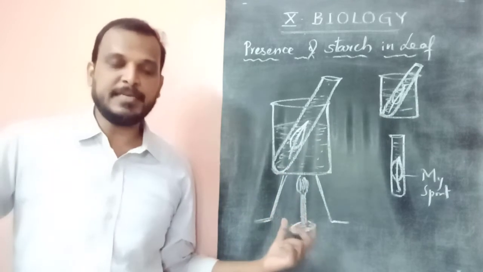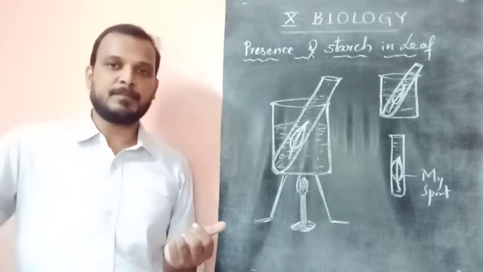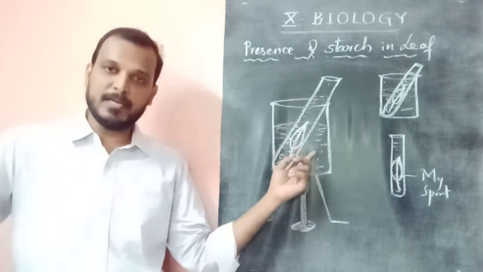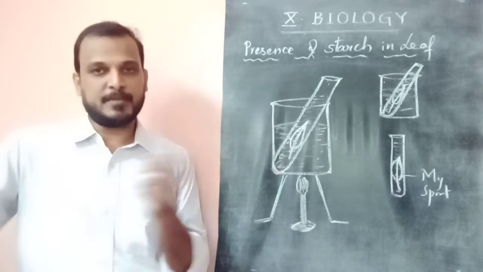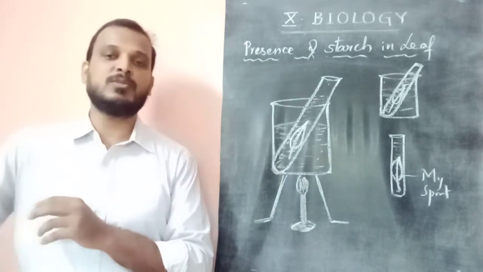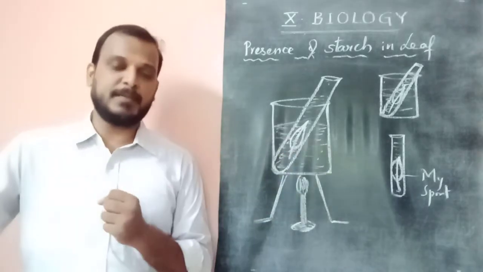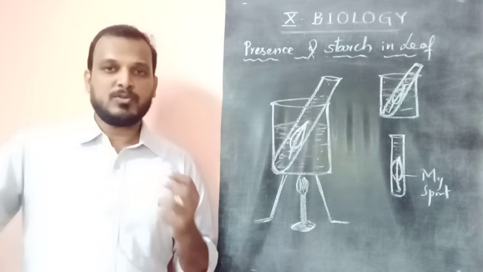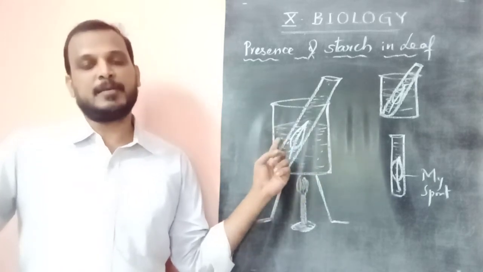Now we arranged a heat source. This heat source, called a Bunsen burner, will heat the water and boil the water. With that heat the methylated spirit gets boiled. So we are boiling methylated spirit without touching the fire directly. So a boiling water bath is prepared here. The water is boiling, and by its heat the methylated spirit is boiled.